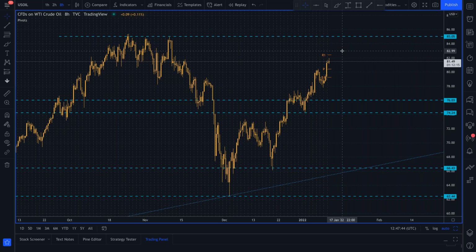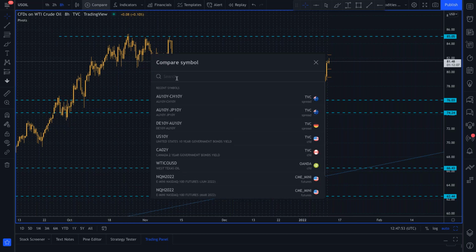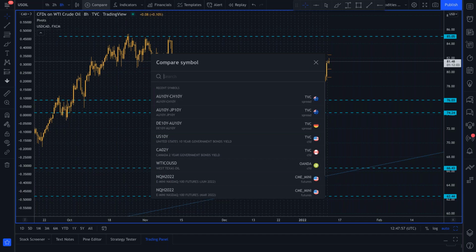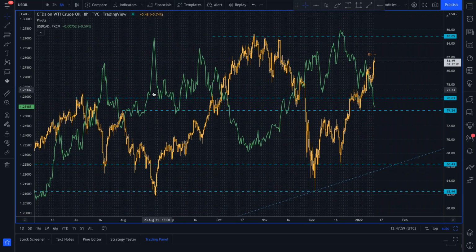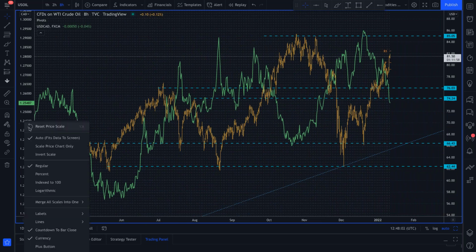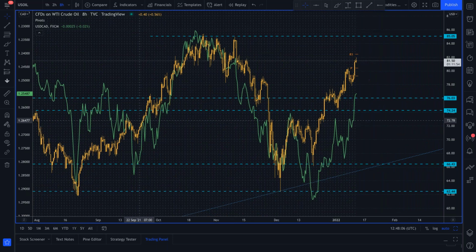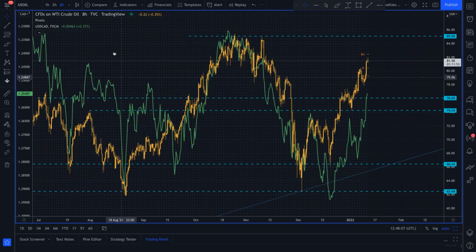Now, the key issue to be looking at here is that the strength in the oil market has really been supporting the CAD. If you just overlay dollar CAD onto the oil chart, you'll see what I'm talking about. If I invert dollar CAD, do you see how closely it follows it? That's because the largest export for CAD is oil, and the place it exports it is to the US.